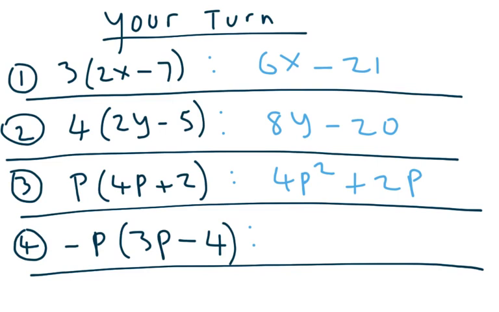And minus p by 3p is minus 3p squared, and minus p by minus 4 is plus 4p. Okay, so I hope you got those right. If you didn't, you need to check and go back to the previous example and so on. Okay, so we'll move on to the next section.